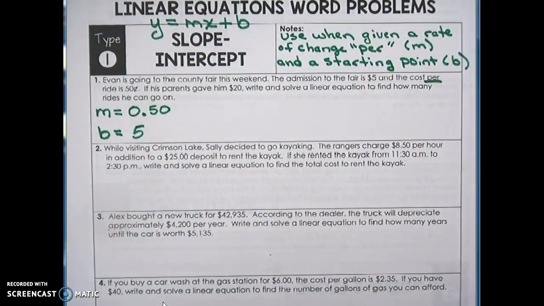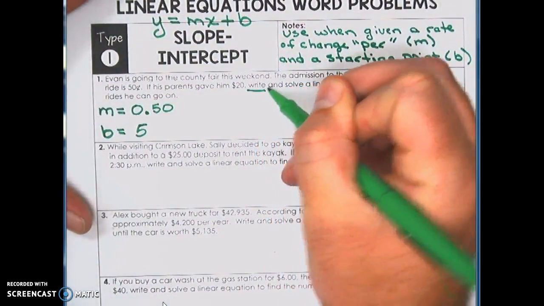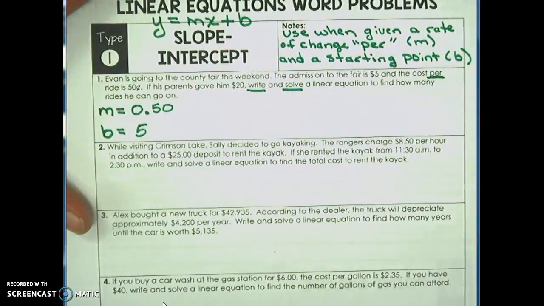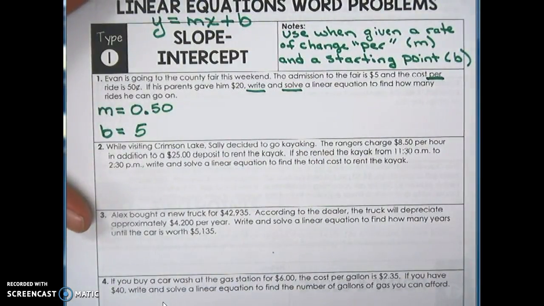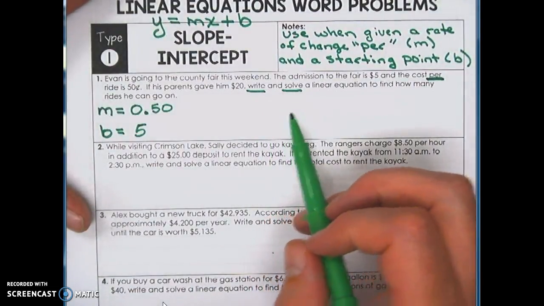If I keep reading, it talks about how his parents gave him $20, and we're going to talk about what that $20 means in a minute. But then it says write and solve. So it kind of gives us two different directions. Write and solve a linear equation to find how many rides he's going to go on. So we're going to eventually find how many rides we can go on for our 20 bucks. But before we do that, we're going to write a linear equation.